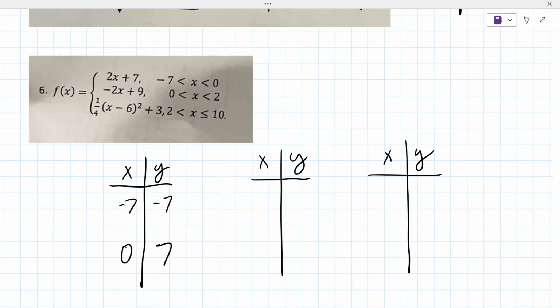Go ahead and do the next one. Okay, I got 0, 9 and 2, 5. All right, now I should have done this in the first one. Is it an open or a closed circle for each? Open for all of them. So far, yes. All right, good. Keep going.